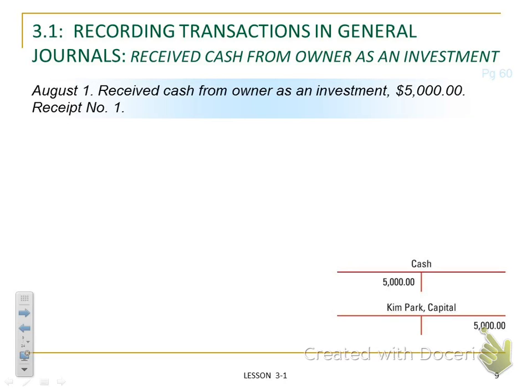So when we record an increase to an asset, such as cash, our increases to our assets are recorded on the debit side. So we're going to debit our cash, and increases to the capital account are recorded on the credit side. So we're going to credit our Kim Park Capital.